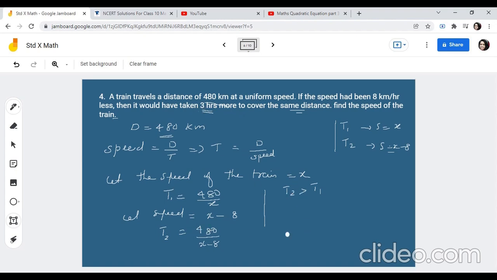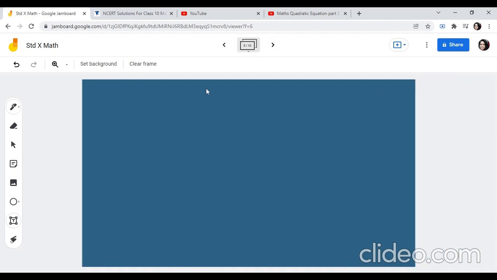That is, what is T2? Look here. 480 divided by x minus 8, minus the lesser time, the first one, that is 480 divided by x. What is the difference in time? It is equal to 3. So let us simplify this one. 480 divided by x minus 8, this is our T2, isn't it? Minus 480 divided by x, this is the first time. This will be more time because speed is less. The difference in time is 3 hours.